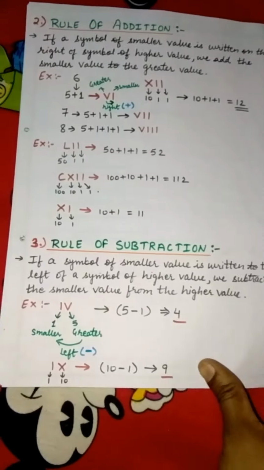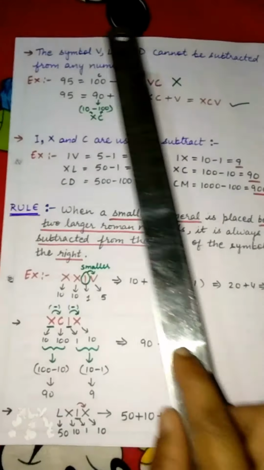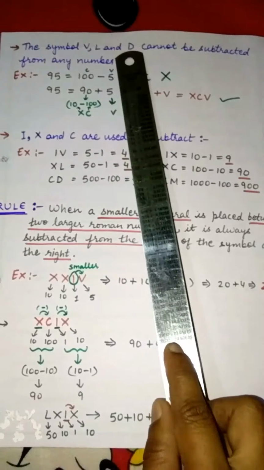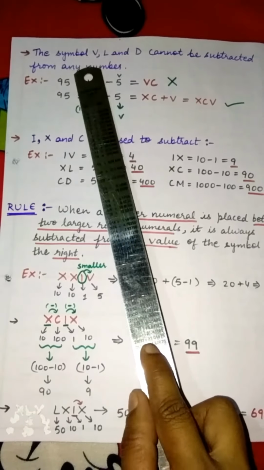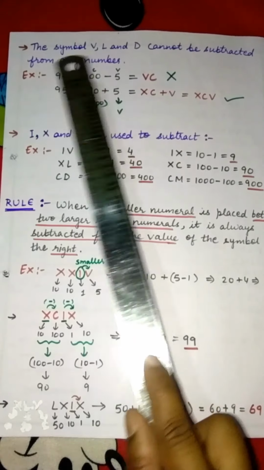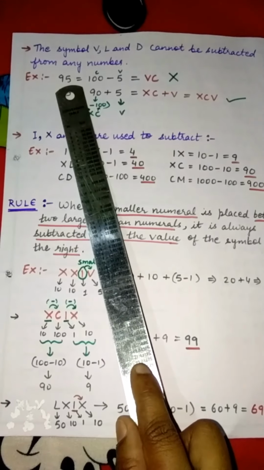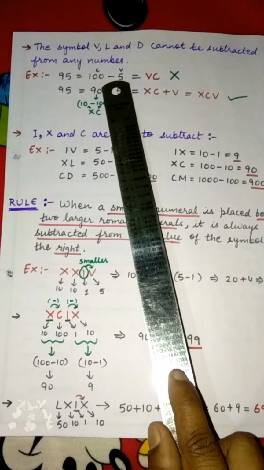Now we will study that the symbols V, L, D cannot be subtracted from any number. This is the rule: you cannot subtract V, L, D from any number. For example, if you have to write 95, if you write 100 minus 5.